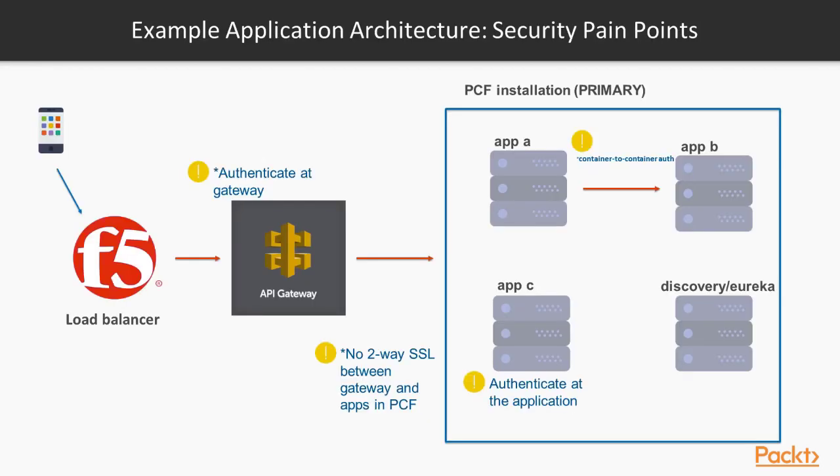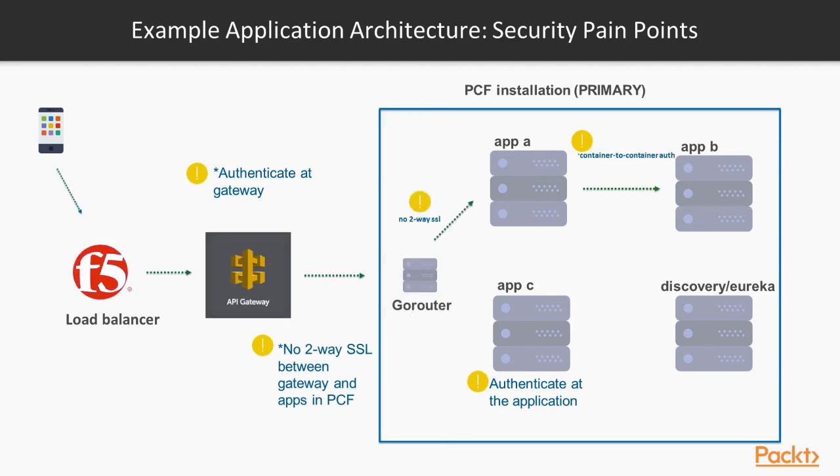So let's look at this example application architecture, and we'll analyze it for some security pain points. A lot of these pain points are PCF specific. So let's go from left to right. A request originates from a mobile device and hits our F5 load balancer, which will then route that request to an endpoint on an API gateway. Then finally, the API gateway will route to PCF, where the Go router takes over.